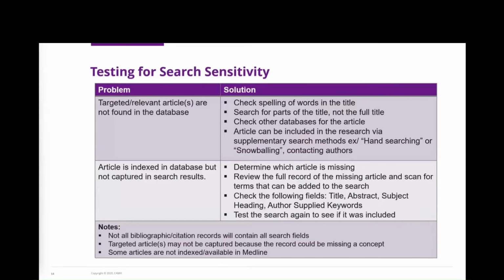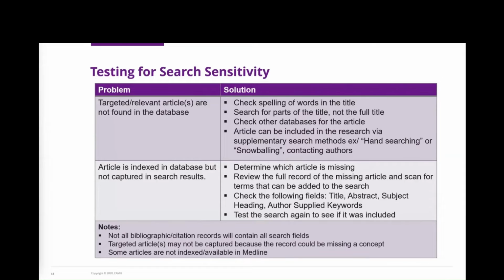Now, what if your test for search sensitivity fails to capture the targeted articles? I listed a few common problems and solutions. First, check the spelling in the words of the title. Secondly, try searching for parts of the title. Sometimes a colon, a semicolon, or space causes problems. You can also search other field codes such as author, or if available, unique identifier.